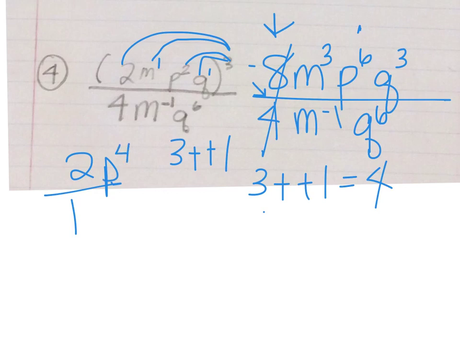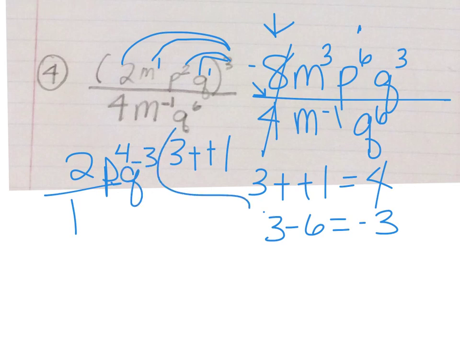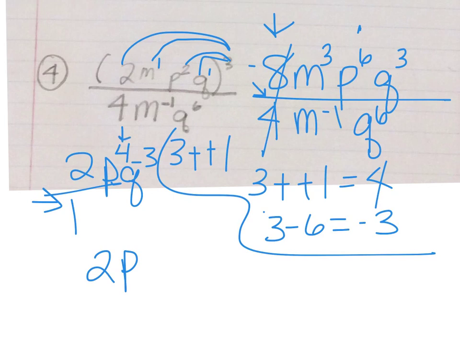In my q's, I have 3 minus 6. 3 minus 6 gives me a negative 3, so I would have q to the negative 3 on top. So I'm just going to clean this up a little bit, and I can just simply leave the 2. I don't have to write this divided by 1, so I can just say my answer is 2. And this exponent is completely fine because it's positive 4, but this q is a negative, so that's going to go on the bottom as q cubed.